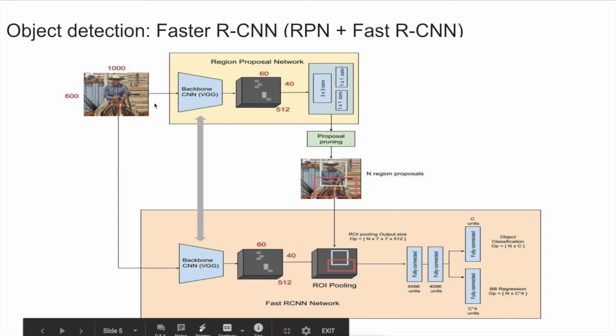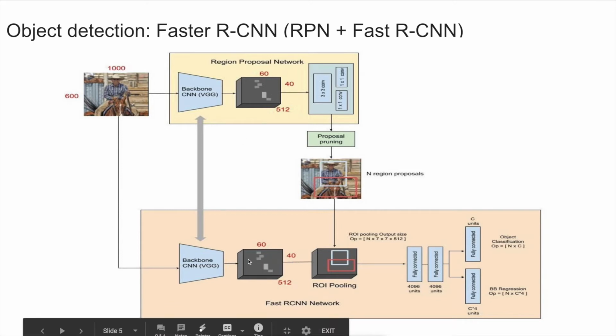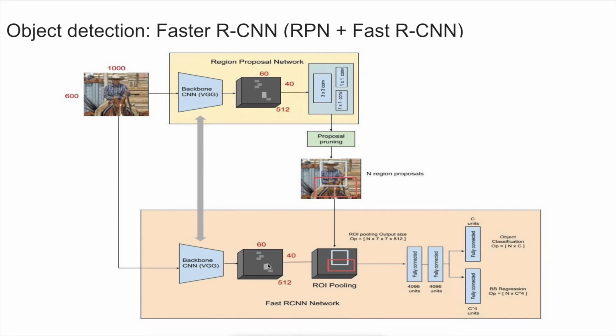After passing the image as input to the backbone network, the CNN, we get a feature map of 16 by 40 with a convolution depth of 512. Both feature maps are used to proceed. That feature map is passed to this network, called the RPN, the region proposal network.